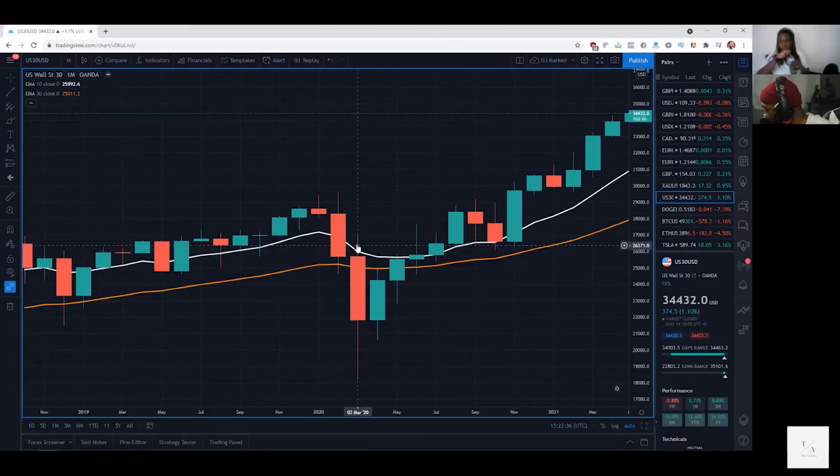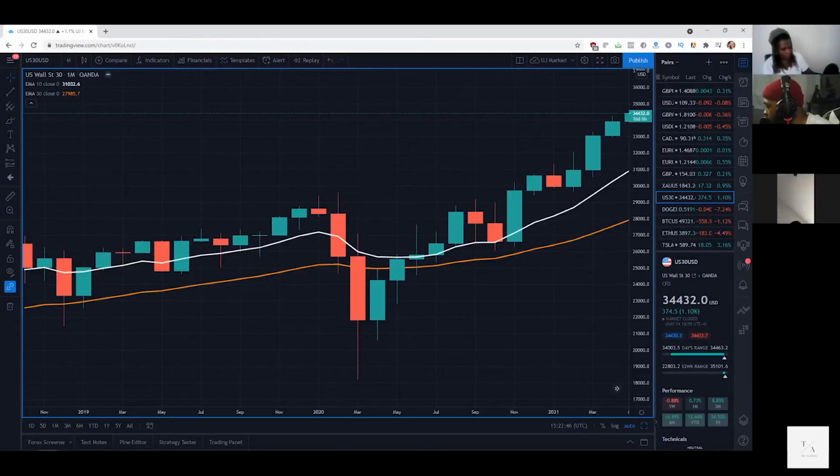These small little lines are wicks. These small little lines are price shooting up and retracing back down. For instance, price will go up to a certain level and then come back down, but it leaves a trace of where price was at. And even when price went down to this level right here, it came back up and left a trace of where price was at.